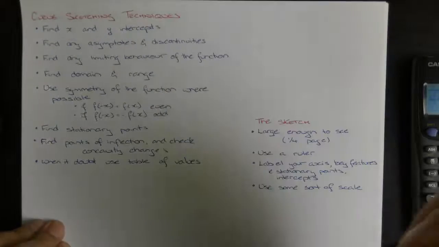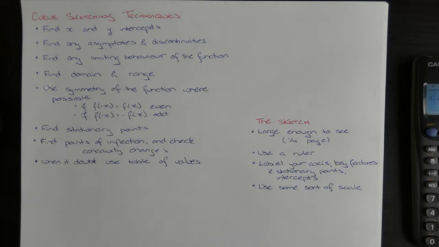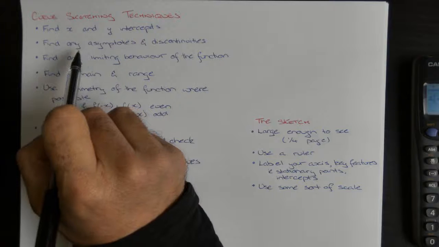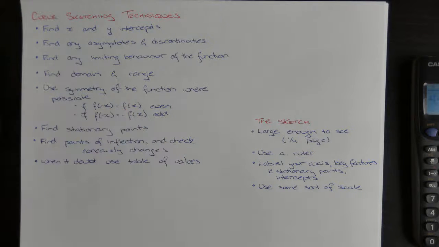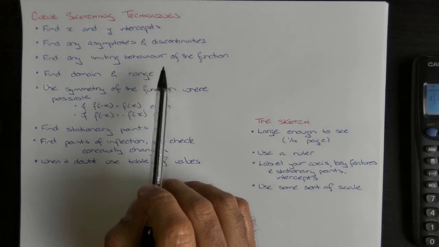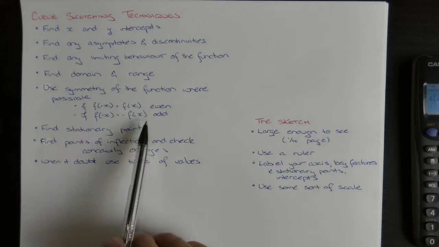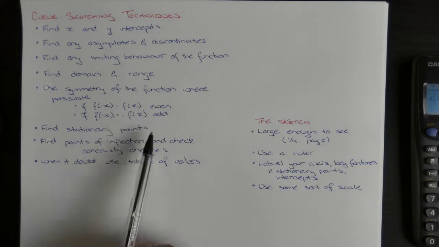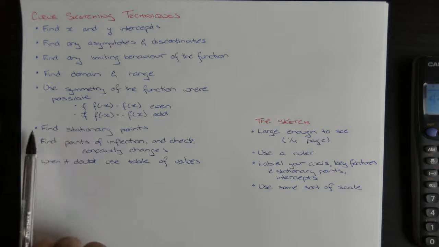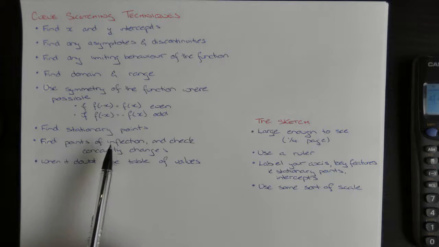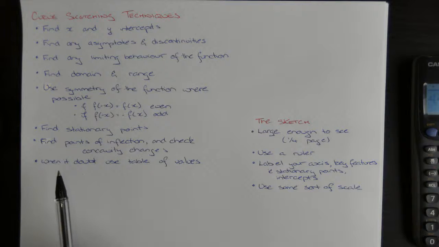So just as a recap, when we're asked to sketch a function, we want to find x and y intercepts. We want to find any asymptotes or anywhere the function is discontinuous. We want to look at limiting behaviours. We want to determine the domain and range, see if it's an odd or even function, or if it's neither. And now we want to find any stationary points, and then find if there are any points of inflection. And when in doubt, you can use a table of values.